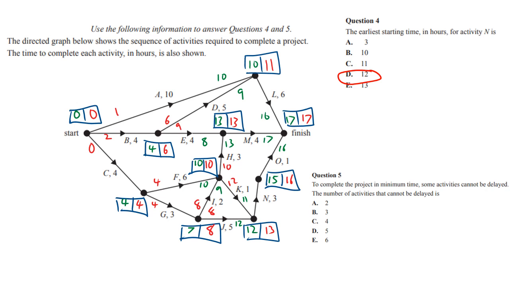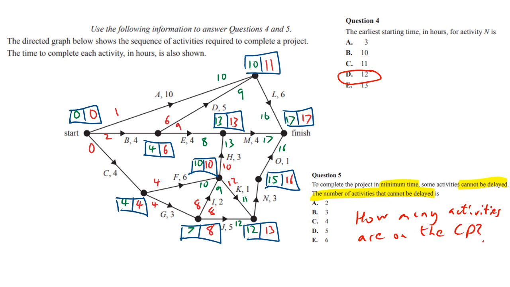Now, the next one is asking about minimum time, so we know that's a critical path. Some activities cannot be delayed. The number of activities that cannot be delayed, so that's basically saying the number of activities on the critical path. So how many activities are on the critical path.